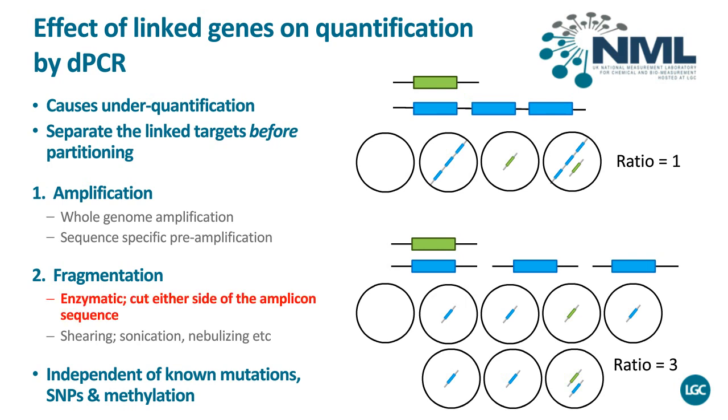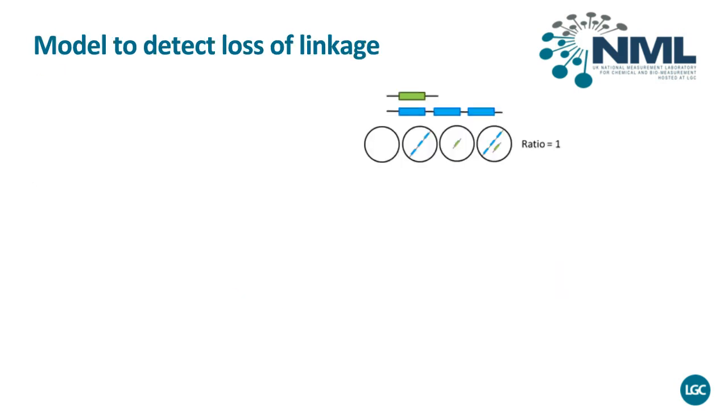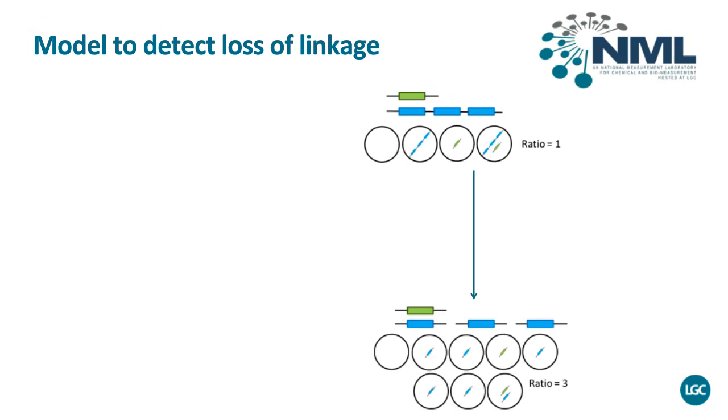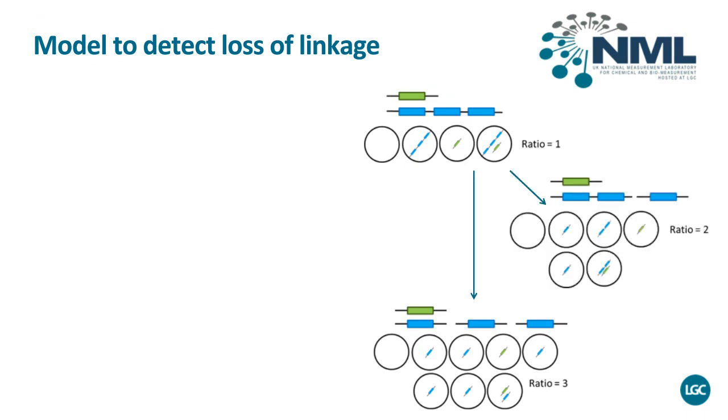So I'm going to talk about the enzymatic work that we've been doing. We developed a model to detect the loss of linkage, which was essentially a plasmid that we would then digest. But the advantage of this model is, say we only partially digested. In this particular example, we've only separated one of those targets off. We wanted to be able to recognize this kind of scenario, because of course, if we think we are separating all our linked targets, but not separating all of them, then we're going to have a biased measurement and we're going to be unaware that it's biased.